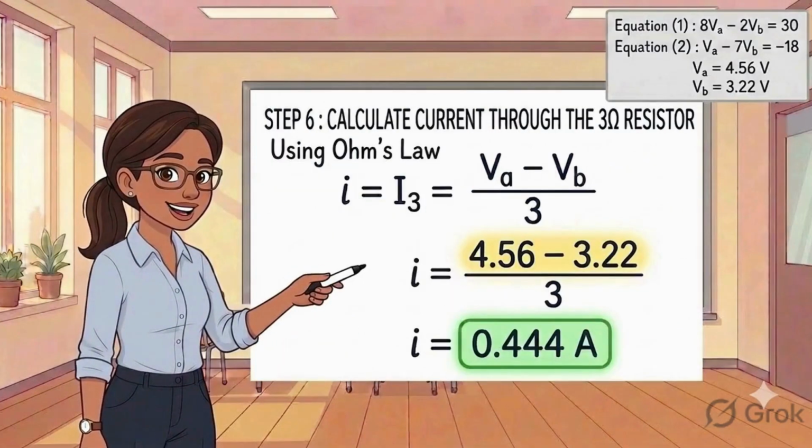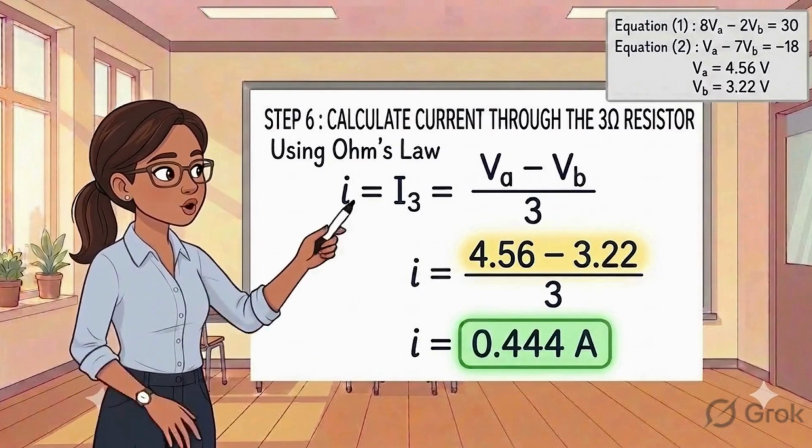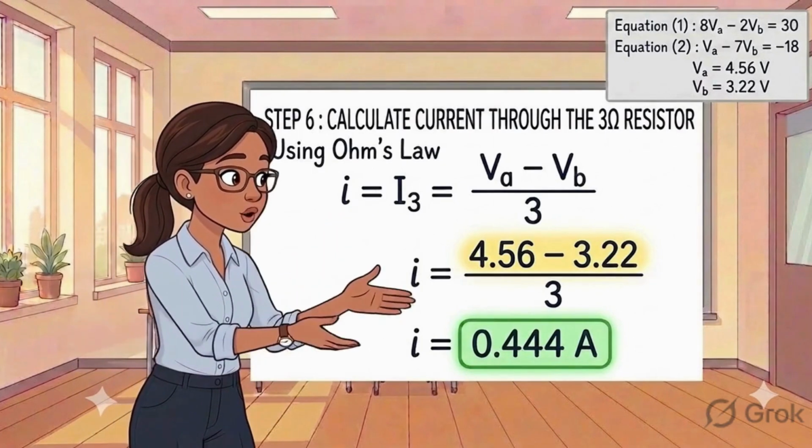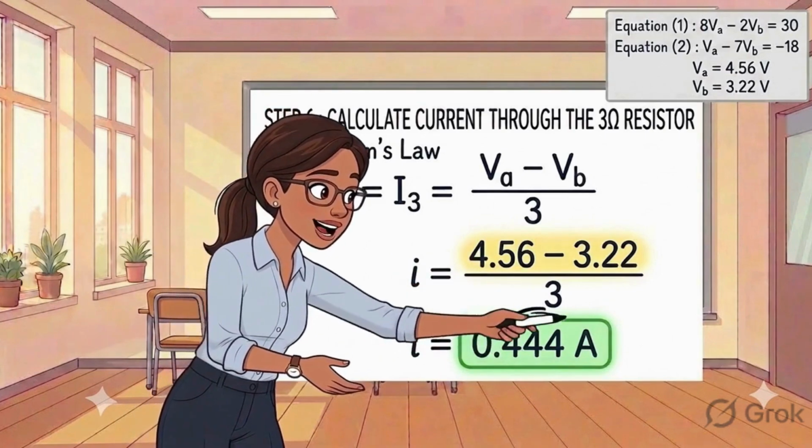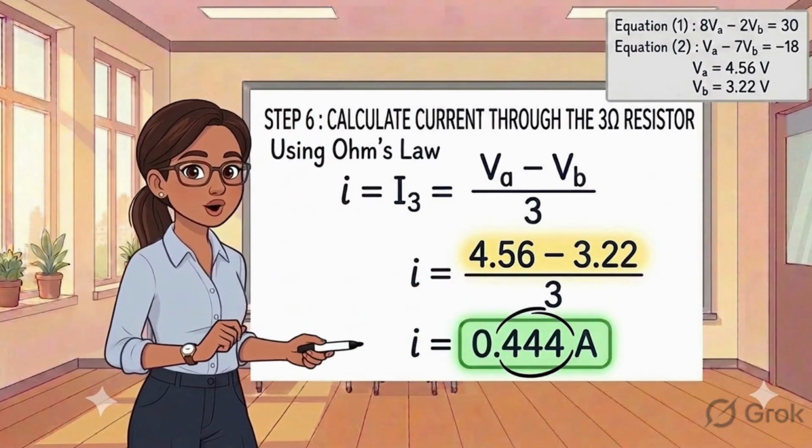Now it's time to calculate the current through the 3-ohm resistor. Using Ohm's law, the current I3 is equal to the voltage difference across the resistor divided by 3 ohms. We get 0.444 amperes.